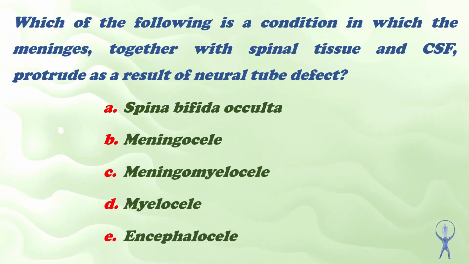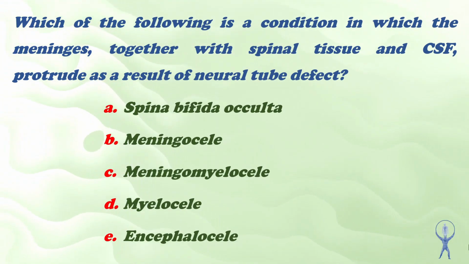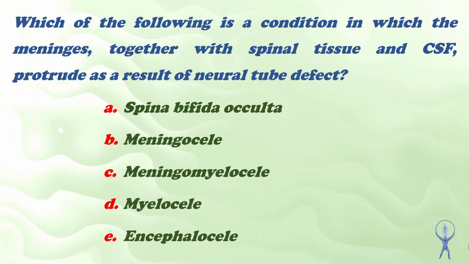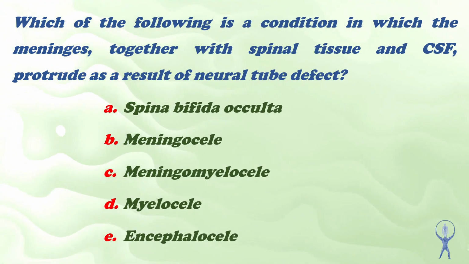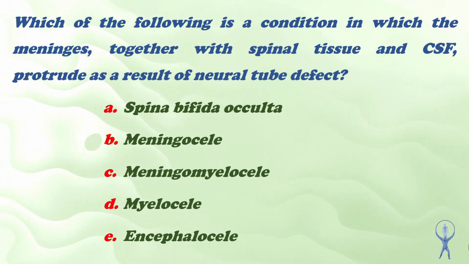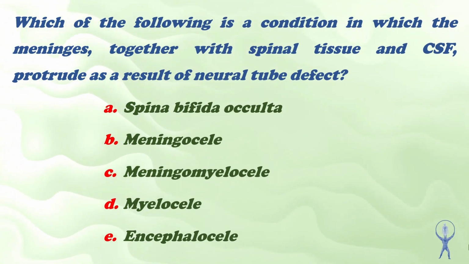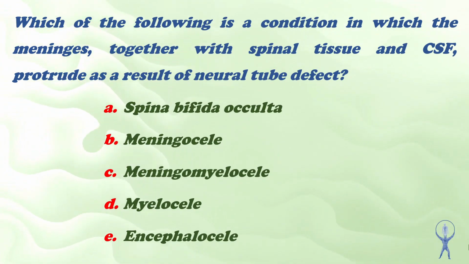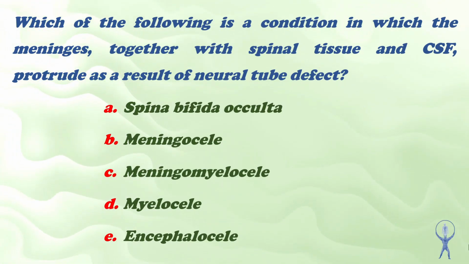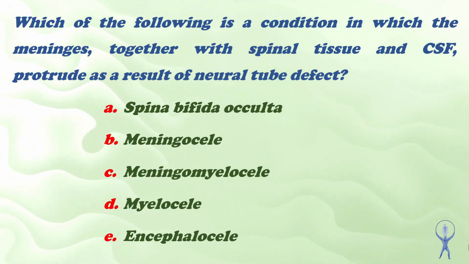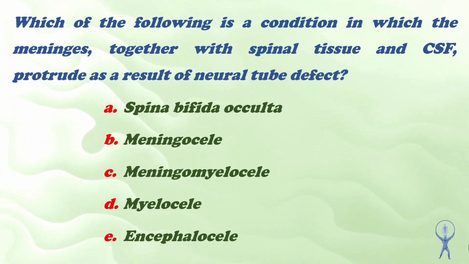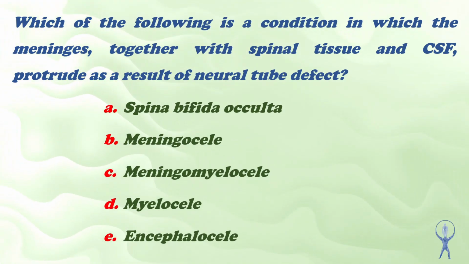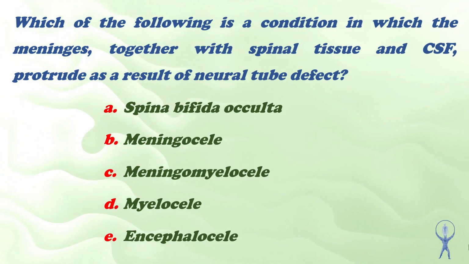With these explanations about the non-closure of the cranial and caudal neuropore, let us see the question and its options again. Which of the following is a condition in which the meninges, together with spinal tissue and CSF, protrude as a result of neural tube defect? The options are A. Spina bifida occulta, B. Meningocele, C. Meningomyelocele, D. Myelocele, and E. Encephalocele. Now the correct option is C.